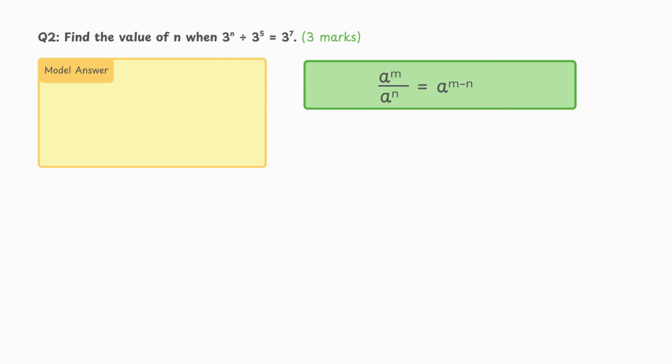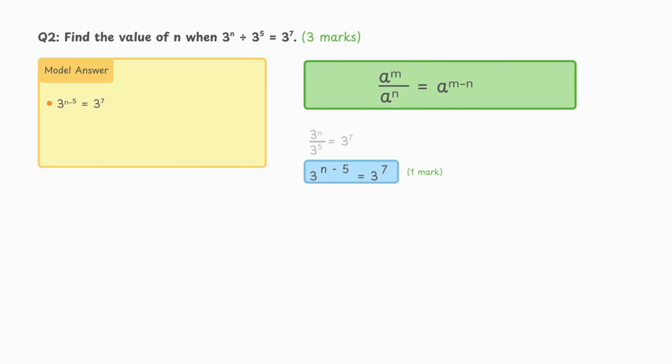Now question 2. Find the value of n when 3 to the power n divided by 3 to the power 5 equals 3 to the power 7. This is 3 marks. Check the bases. They are all base 3, so we can use index laws. We are dividing the same base, so we subtract the powers. So 3 to the n divided by 3 to the 5 becomes 3 to the power of n minus 5.